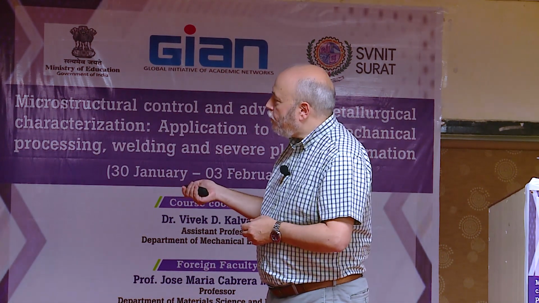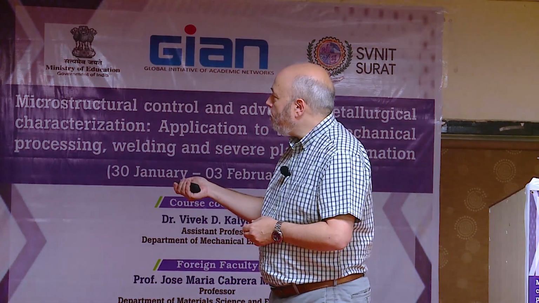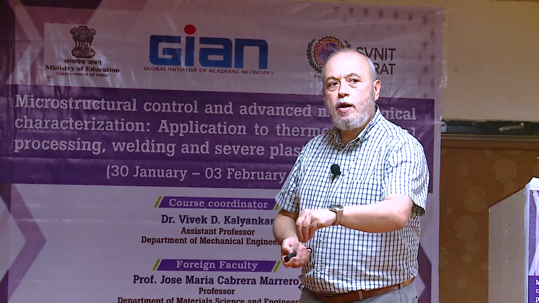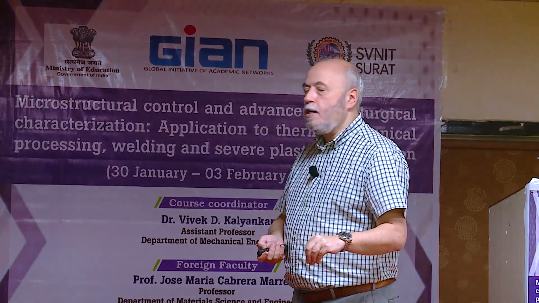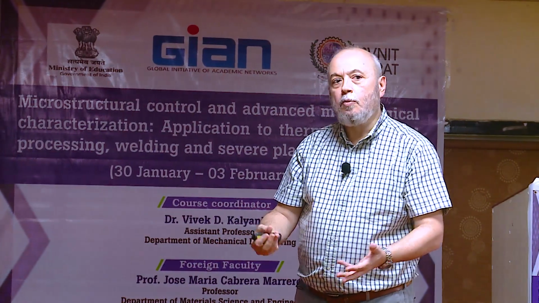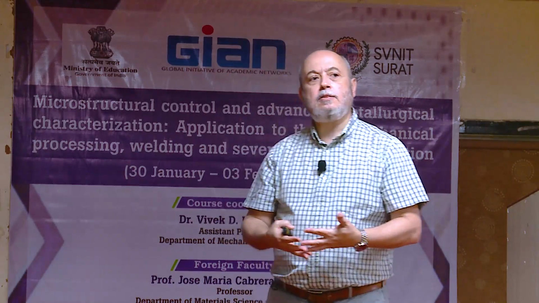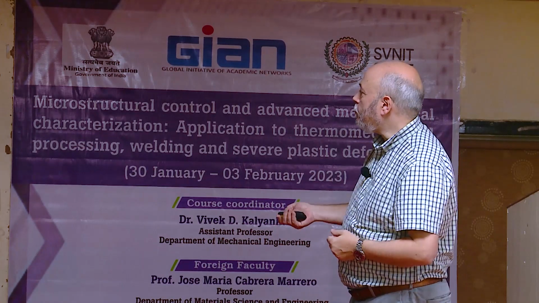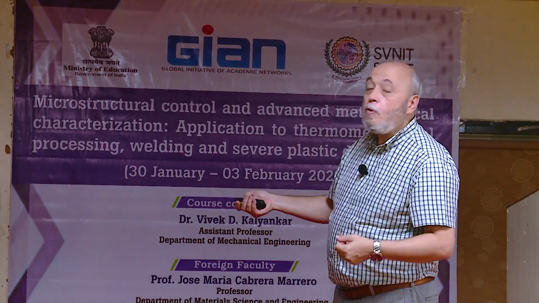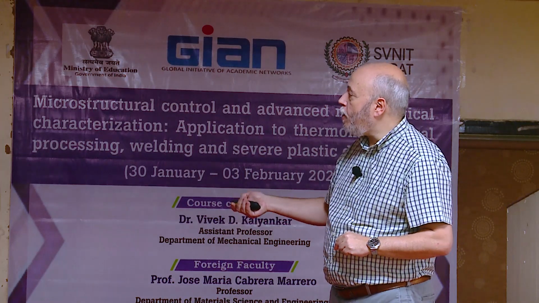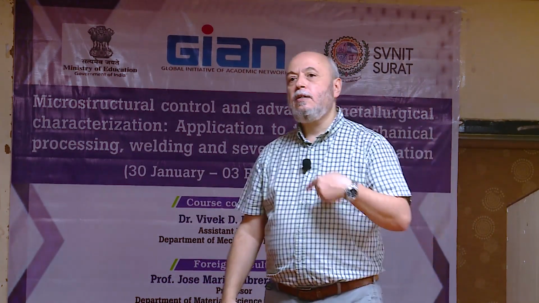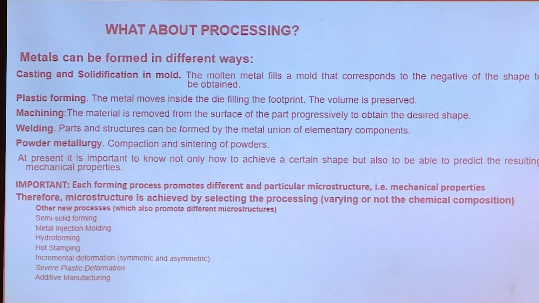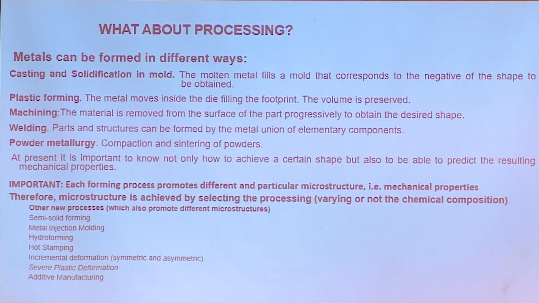So it's important for us to be able to predict the microstructure, because if we predict the microstructure, we are able to predict the mechanical properties in a given shape. So both mechanical engineers and metallurgical engineers should work together with this main purpose in mind. But nowadays, we are starting to have a lot of new different processing methods that sometimes don't fit the old classification. We have semi-solid forming.